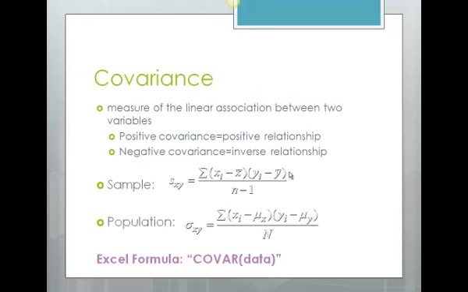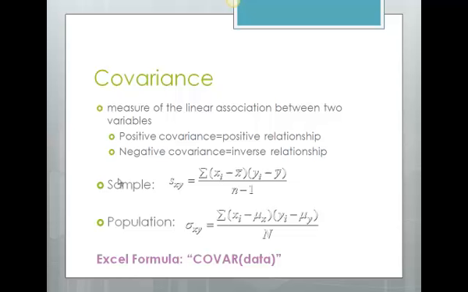Covariance can be either positive, meaning there's a positive relationship: when one goes up, the other goes up. Or negative, meaning it's an inverse relationship: when one goes up, the other goes down. So the Excel formula is COVAR, and then select your two sets of data side by side. Remember, you'd have to have two different columns of data.